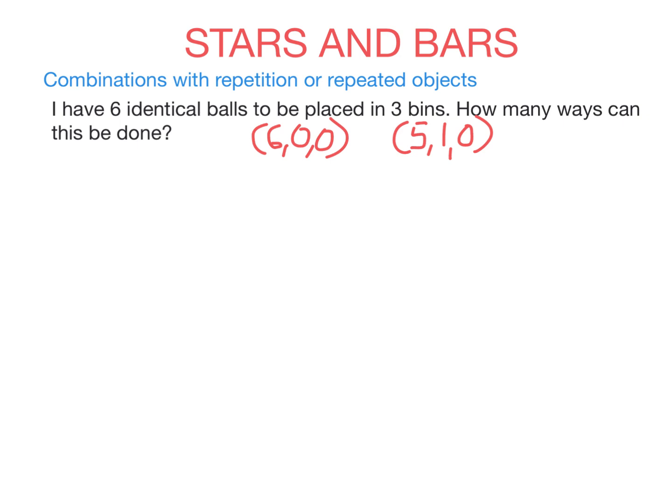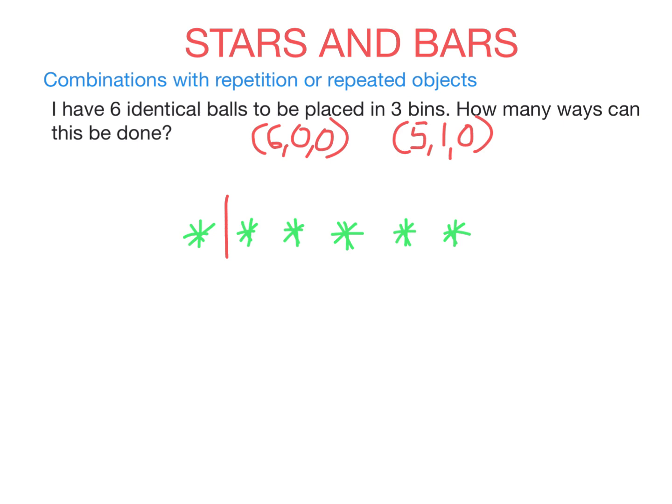So stars and bars helps us visualize this. The items to be placed are the 6 balls, so what we're going to do is write 6 stars. Obviously, each of these represents one of the balls. Now we're going to use bars to represent the bins, but we're only going to use 2. What we can do is put 2 bars here to tell us how many go in each bin.